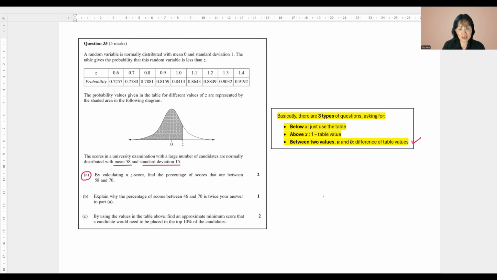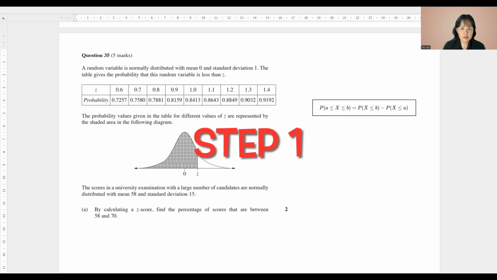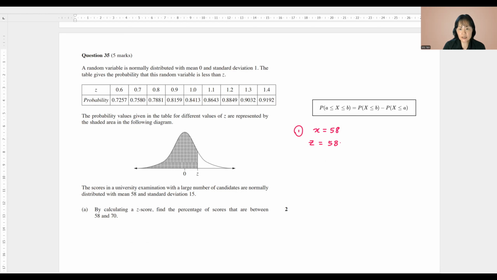Now, good thing about this one is 58 is also the mean. So the z-score will be 0. So first step, converting to z-score. My x is 58, so my z will be 58 take away the mean, 58, over 15, equals 0. Now, if I convert this z of 0 to probability, the probability of 58 marks is 0.5 because it's in the middle.